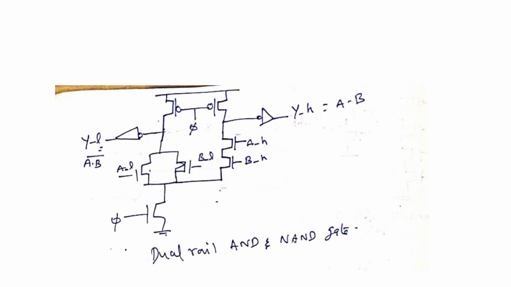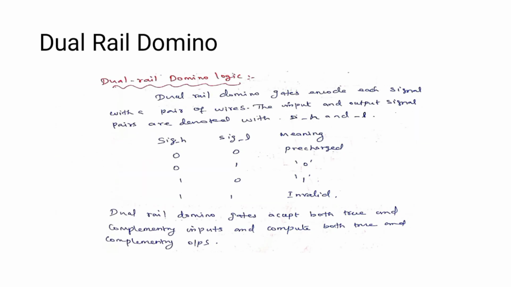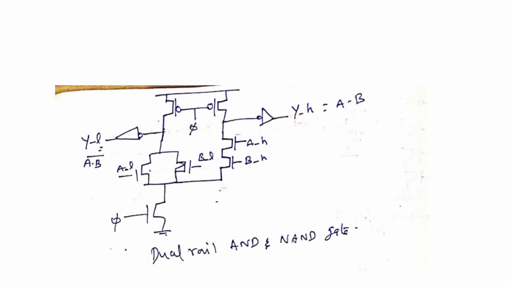So I can conclude with this, what is dual rail domino. We don't have both non-inverting and inverting output in the domino logic. So to get both inverting and non-inverting output in a single circuit, we go for dual rail domino. Here we are giving both true and complementary inputs, and we are computing both true and complementary outputs. This circuit represents a simple dual rail AND NAND gate. We can design the combination of OR and NOR gate logic also.